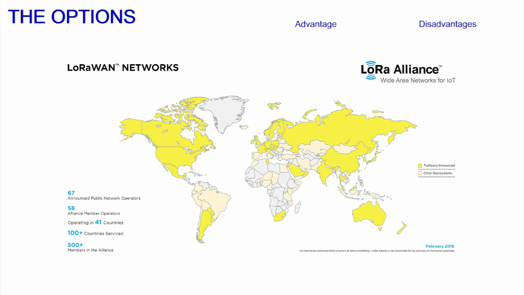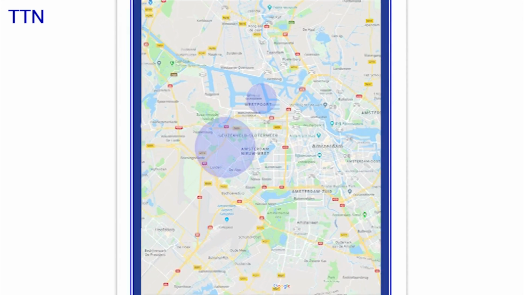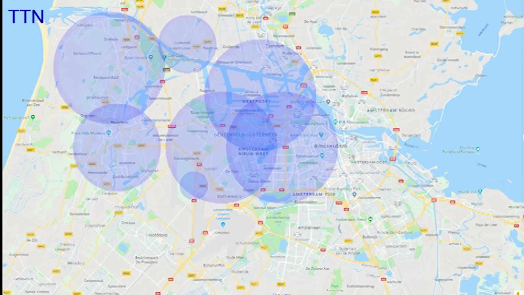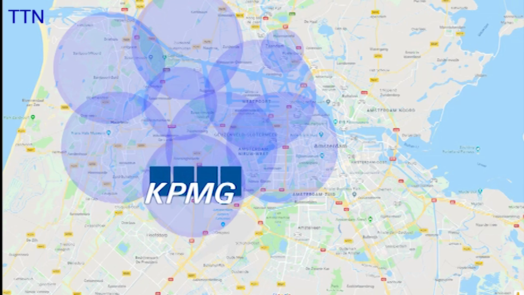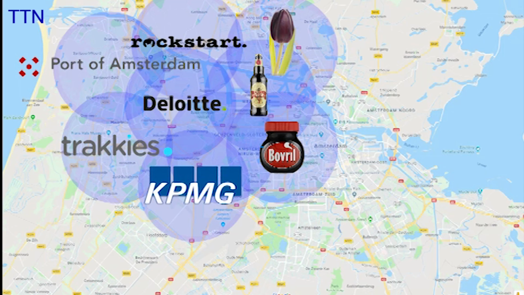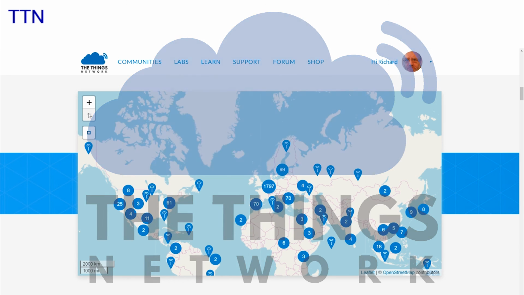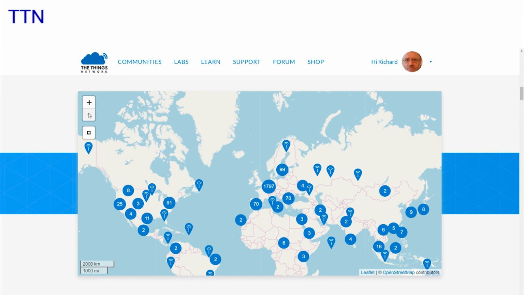LoRaWAN does, however, have a massive trump card in its pack. The Dutch are cool, and as if they needed to prove it, in August 2015 covered the whole of Amsterdam with a network of radio transmitters providing free LoRaWAN coverage. It's called the Things Network. It remains a popular project, and because it's also open, has gone viral. At the time of filming, there are over 33,000 active developers.